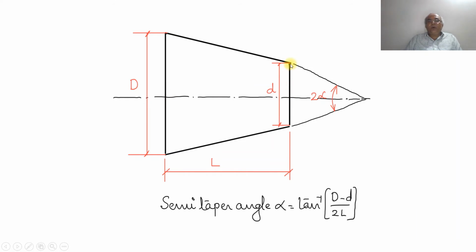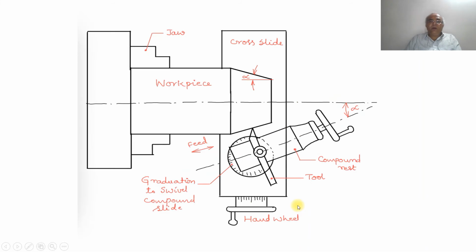So what is this length? I want this angle to be taken. Automatically, it is (D by 2 minus d by 2) by L. The opposite side, that is D by 2 minus d by 2, is this length, and the adjacent side is L, capital L. So D by 2 minus d by 2 gives (D minus d) by 2L. This will be the semi-taper angle alpha.